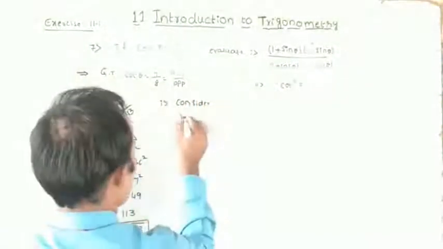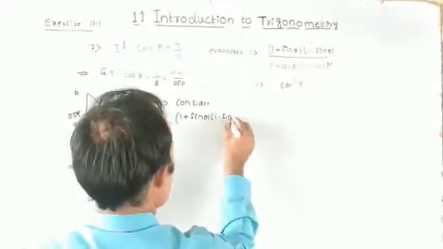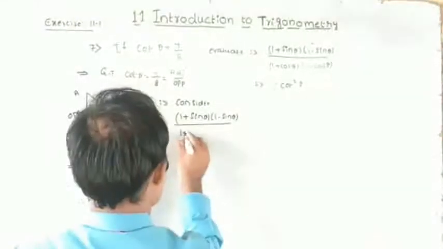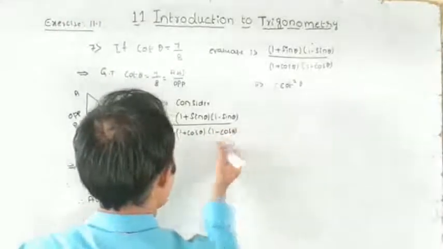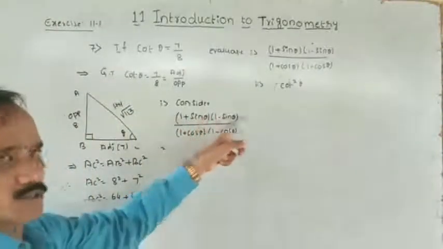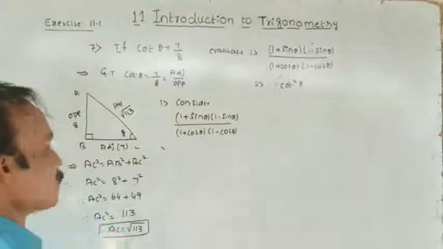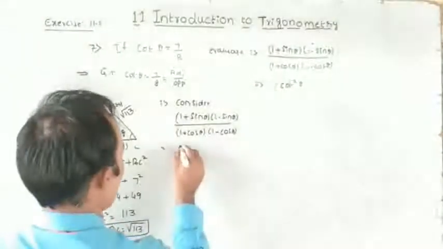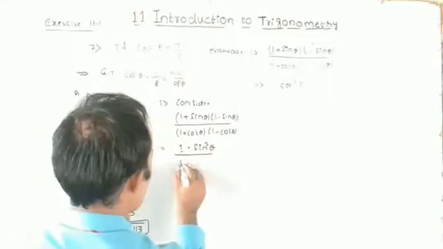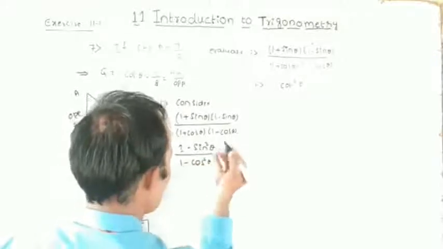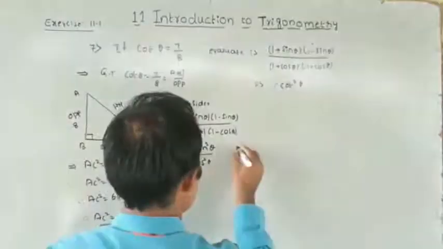1 plus sin theta into 1 minus sin theta divided by 1 plus cos theta into 1 minus cos theta. So apply the identity here. This is of the form a plus b, a minus b. Denominator is also of the form a plus b, a minus b. The product of a plus b and a minus b is equal to a square minus b square. Similarly, 1 minus sin square theta divided by the denominator, which is also 1 minus cos square theta. Okay? Right.